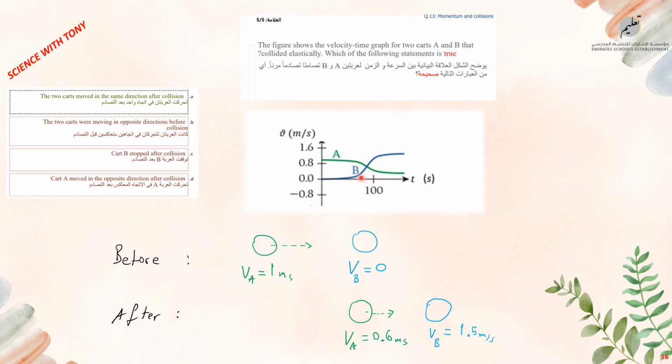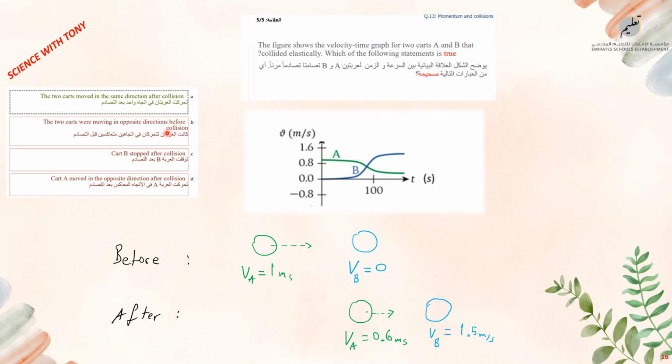But look what we can find out from the picture: cart A is losing speed, however cart B is gaining speed. So let's find out which one of these four statements is true. The two cars move in the same direction after being collided. Yes, both of them are moving in the positive direction because none of them goes to the negative area here.